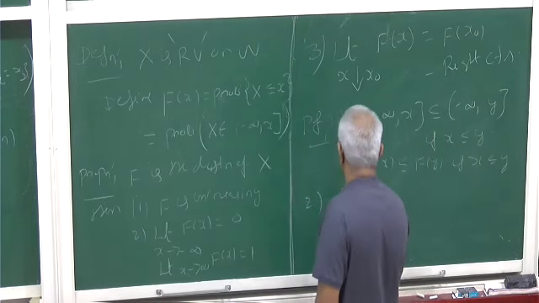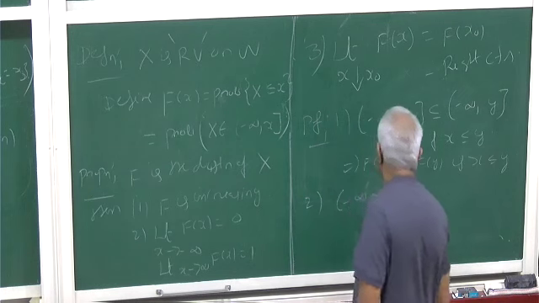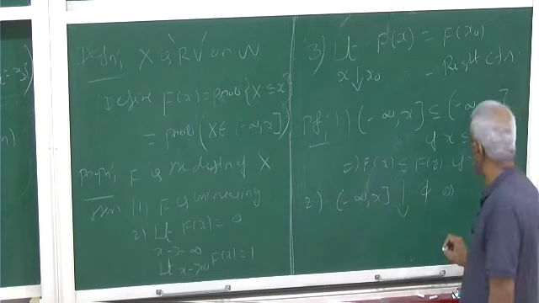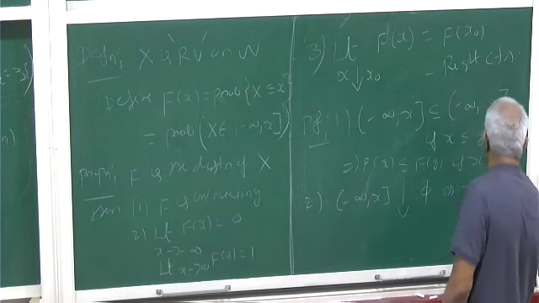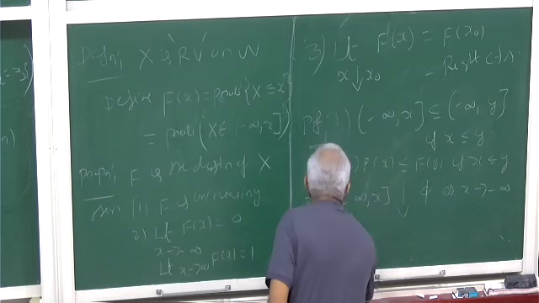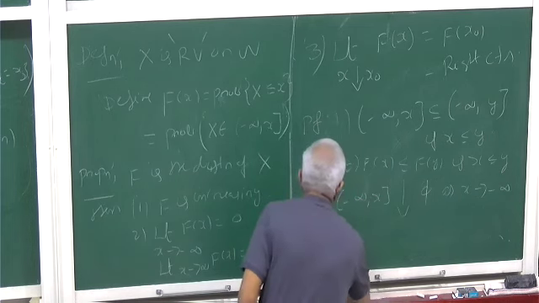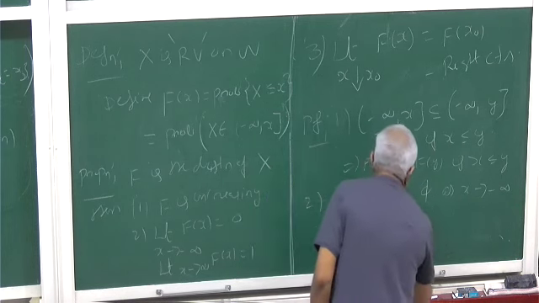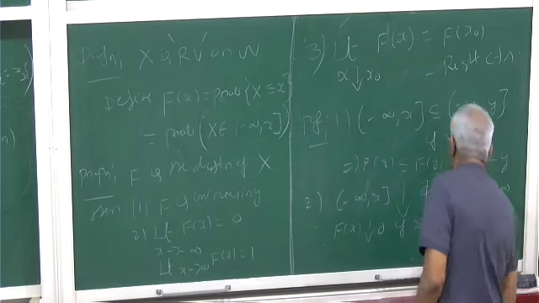The second property: (-∞, x] decreases to the empty set as x goes to minus infinity. Okay, that's clear. We know that probability functions are continuous with respect to increasing union and decreasing intersection, and the intersection of these sets is empty. So this implies the probability of this will decrease to the probability of the empty set, which is 0. So this implies F(x) decreases to 0 as x goes to minus infinity. Okay.